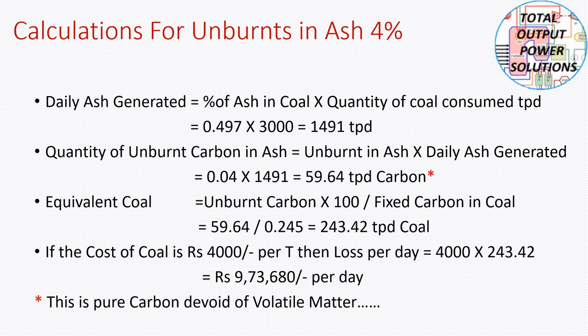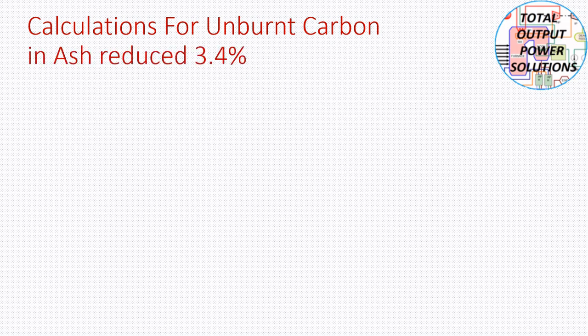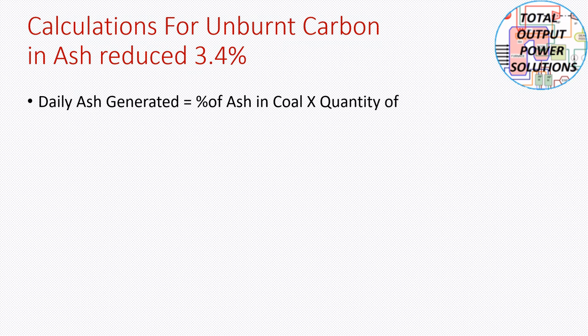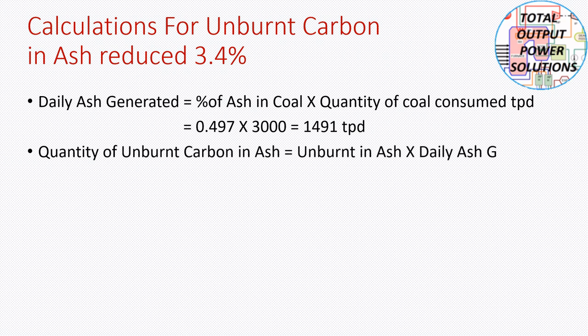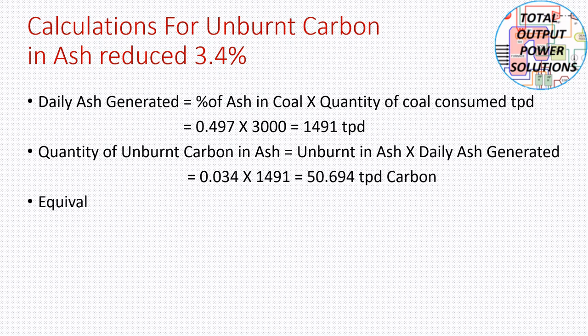Now we decrease the unburnt from 4% to 3.4%. We tune the boiler, we tune the pulverized mill also. Everything is tuned, and then we get the unburnt carbon in ash reduced to 3.4%. So again the same calculations. The daily ash generated is the same because you are burning the same amount of fuel.